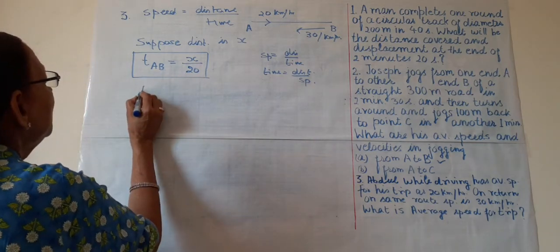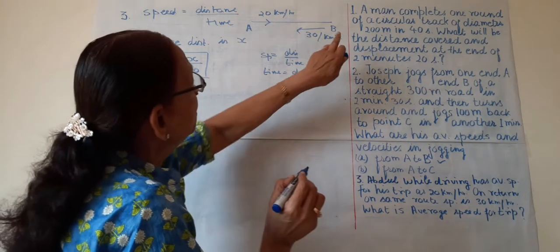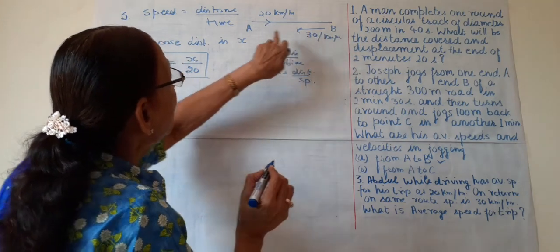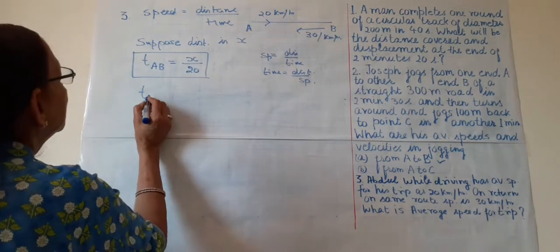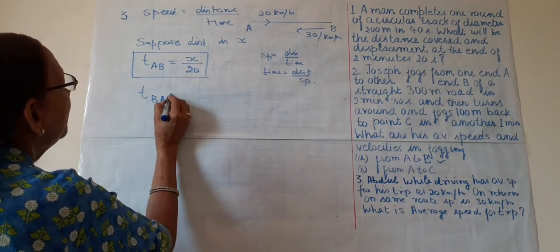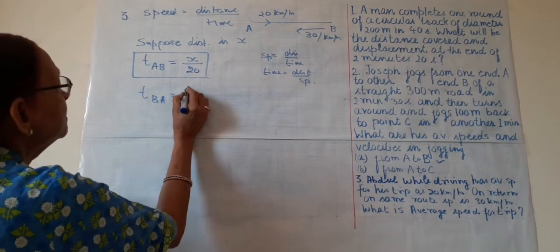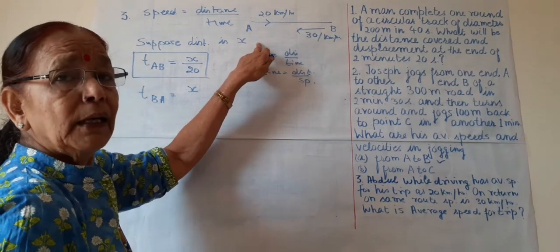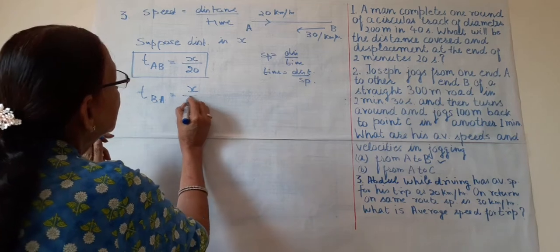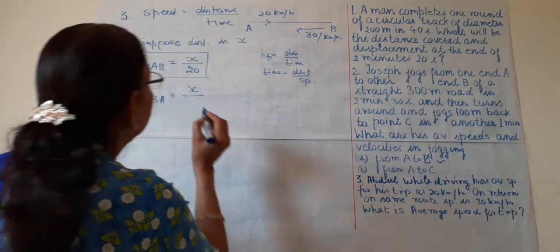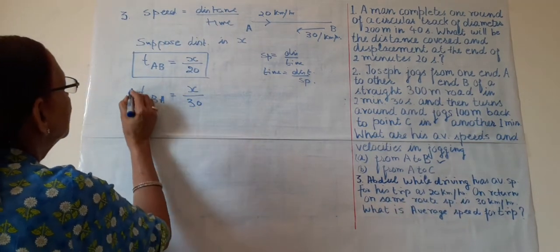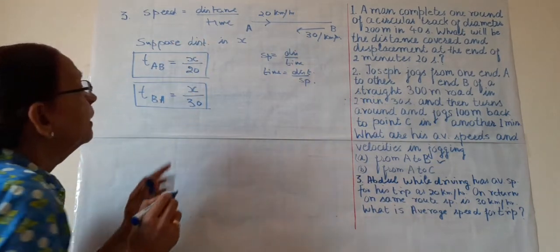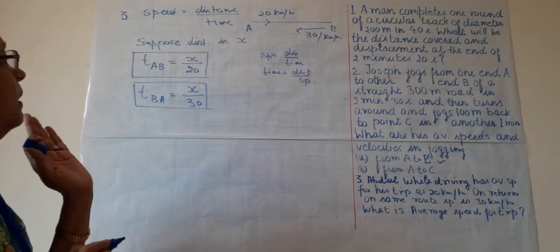In the same way, we will calculate the time when the person is coming back from B to A. So time from B to A again will be distance upon speed. The distance is the same, the same distance is covered in a straight line, and the speed now is 30. So this is the time when he is returning back, x by 30, and x by 20 for going.